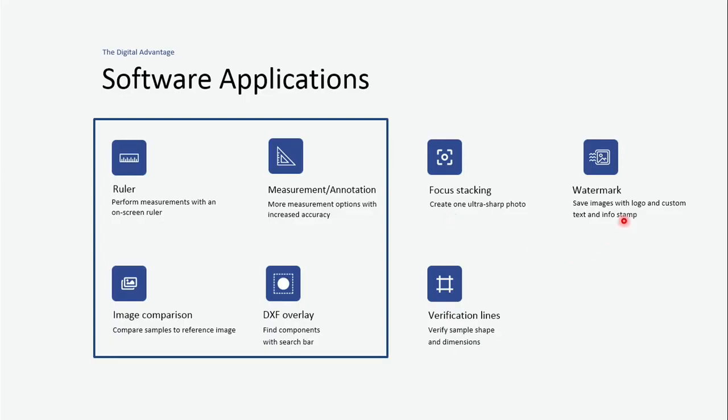For documentation purposes, we can add watermarks to our images. And we have another app that is sometimes kind of interesting, where we can draw some verification lines, have them on the screen superimposed over the live image. And this quickly allows operators to check the dimensional properties of their product.